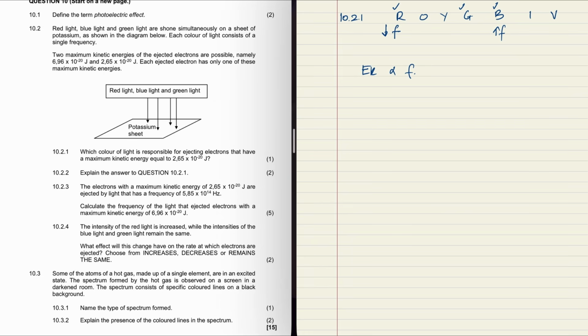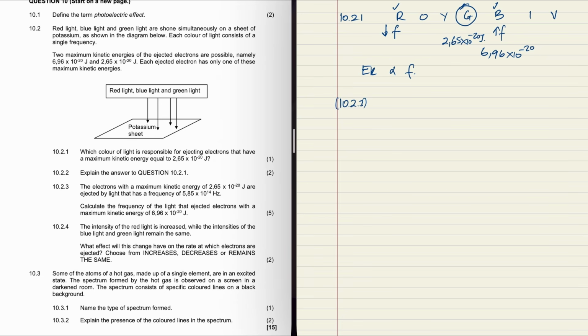So blue is actually going to have the highest kinetic energy. So it's going to emit a photoelectron with a kinetic energy of 6,96 times 10 to the negative 20. That means the other one must be for green, 2,65 times 10 to the negative 20 joules. So the answer to the question, which color is responsible for ejecting electrons that have a maximum kinetic energy of that, it's going to be green. And explain the answer, well, we've already explained it. Green has the second highest frequency of the lot, so it's going to have the second highest kinetic energy.